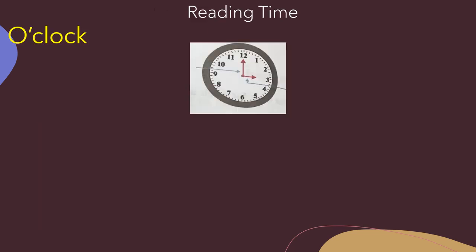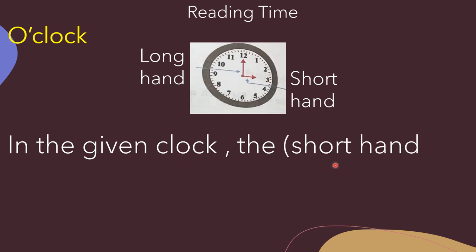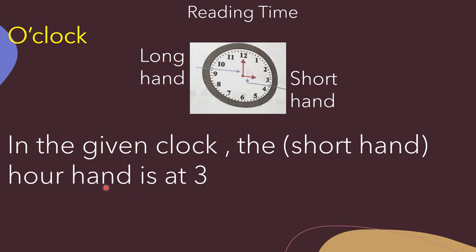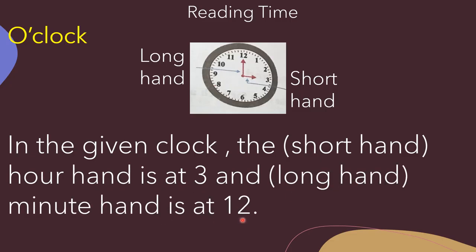So let's see. Now beta, here you can see there is a watch and here the time is given. So first of all we will find out which is the long hand and which is the short hand of the clock. So here you can see this is the long hand and this is the short hand. So here we will write the long hand, and long hand is the minute hand of the clock. Okay, and this is the short hand. Short hand means the hour hand. Okay, so in the given clock the short hand, means the hour hand, is at 3 and the long hand, means the minute hand, is at 12.